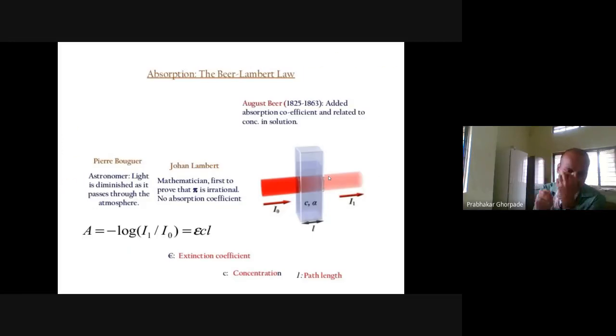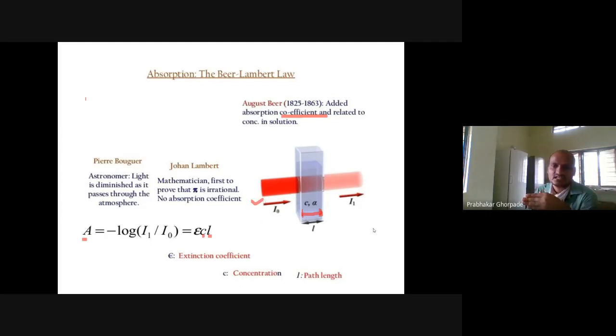Then we were talking about some mathematical things for the Lambert-Beer law. So what is the Lambert-Beer law? August Beer related the absorption coefficient and concentration. Basically, absorption is directly proportional to the concentration and the path length. This is our cuvette, and if you measure this distance, this is the path length. How much light is passing through our cuvette, that is the path length.